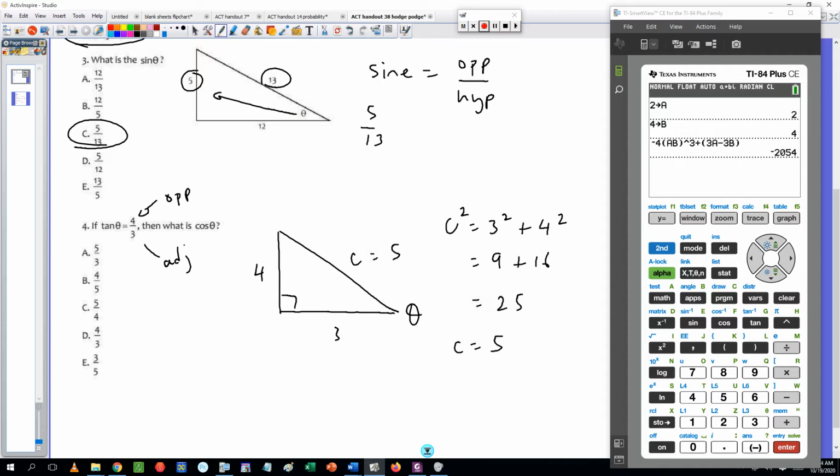If the tangent is 4 over 3, what is the cosine? Cosine is adjacent over hypotenuse. And the adjacent would be this 3, and there's your hypotenuse, 3/5. Your answer is E.